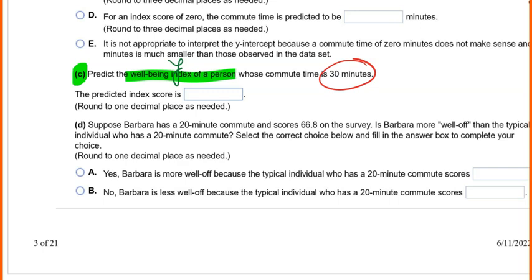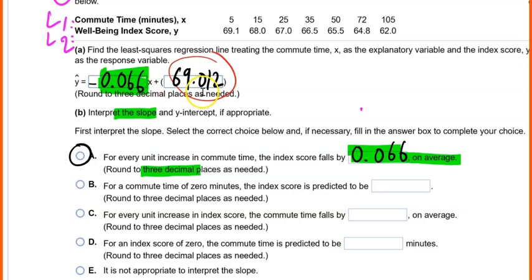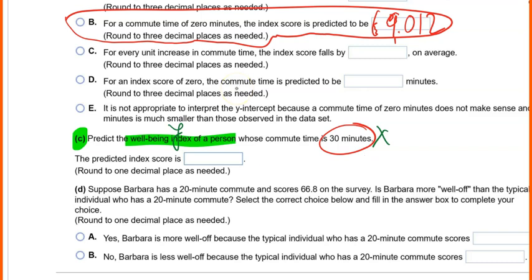Okay, part C: predict the well-being index of a person, that is, predict y, which is the same as y hat. You have to find y hat for a commute time of 30 minutes. Therefore, x equals 30. You put that 30 into the equation to see what y is going to be. The equation is y hat equals negative 0.066x plus 69.012. Now you put in x equals 30 and use a calculator to find y hat. That's the predicted index score for a 30-minute commute time.